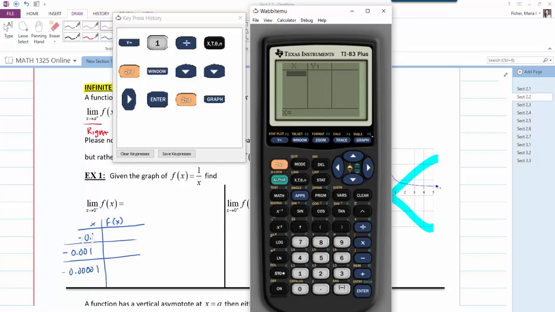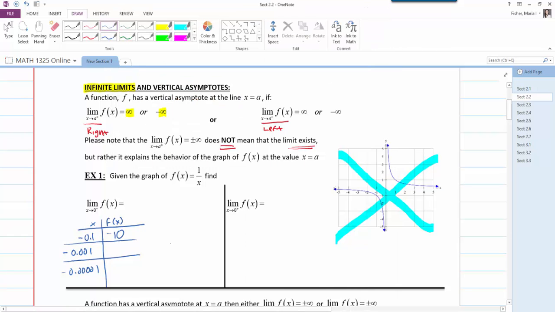So I'm going to plug in the x value of negative 0.1, and hit enter. I get negative 10. Let's try negative 0.001. I get negative 1,000. And I'm going to also try negative 0.00001, and I get negative 1e to the 5th, which I'll explain what that is in a second. Negative 1e5 means you're going to take negative 1 and then add 5 zeros.